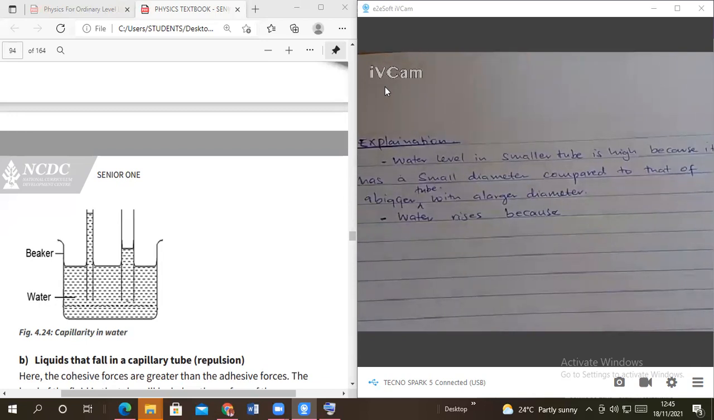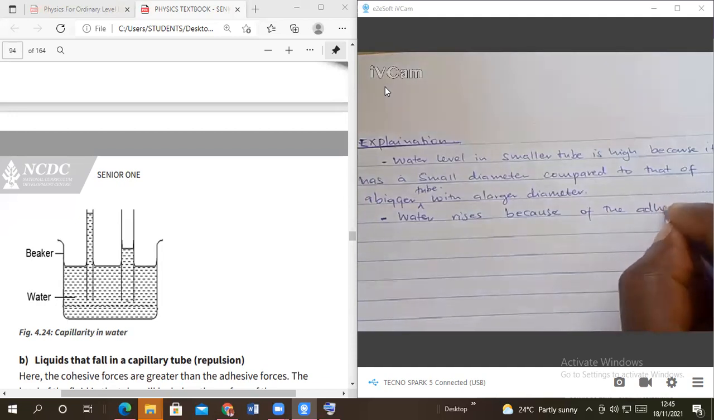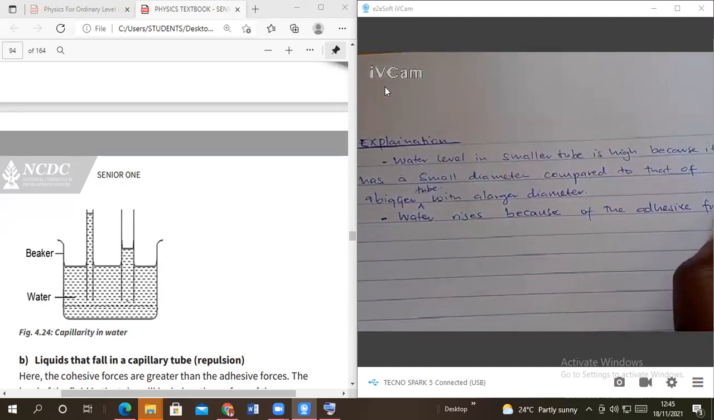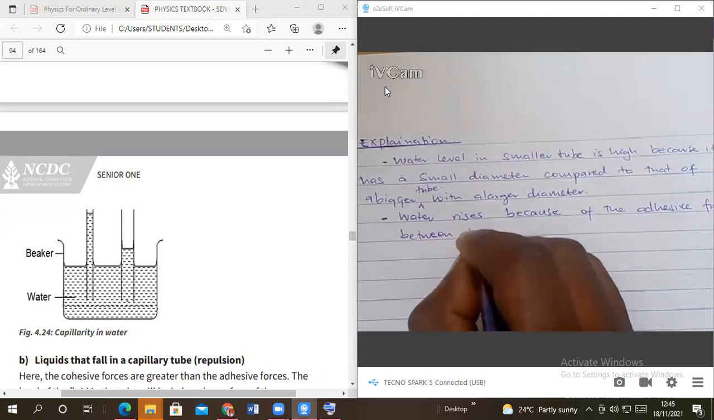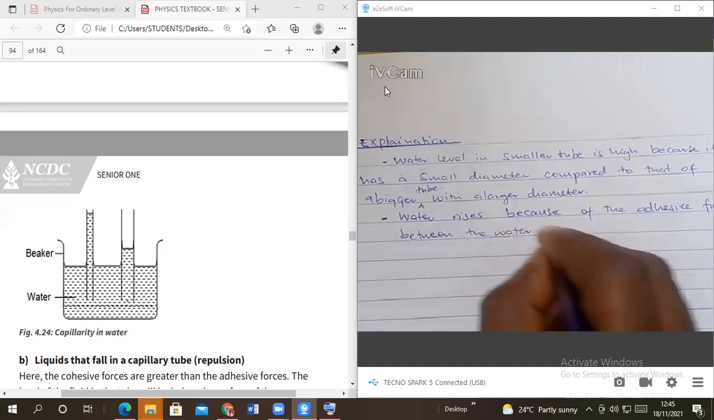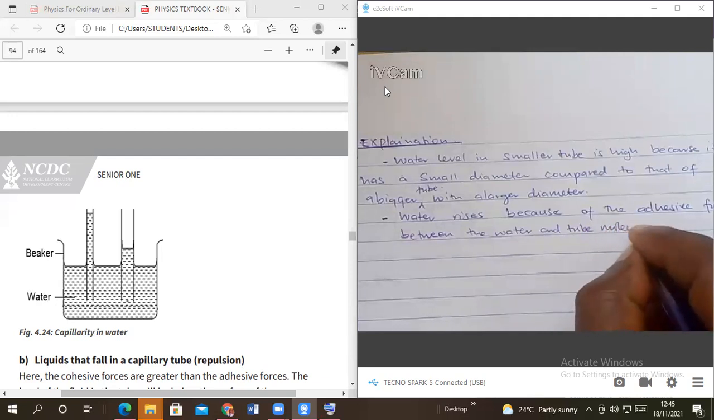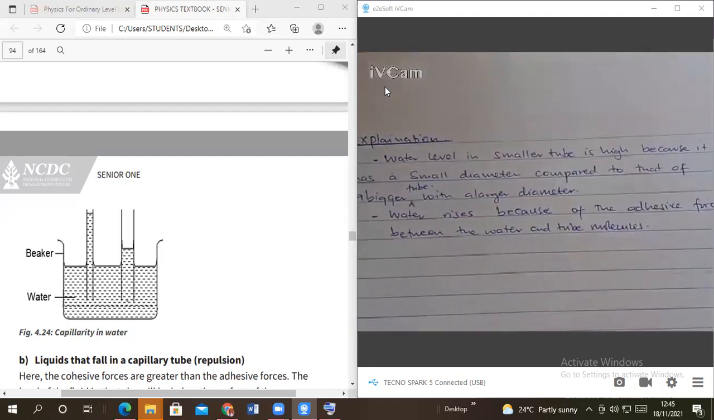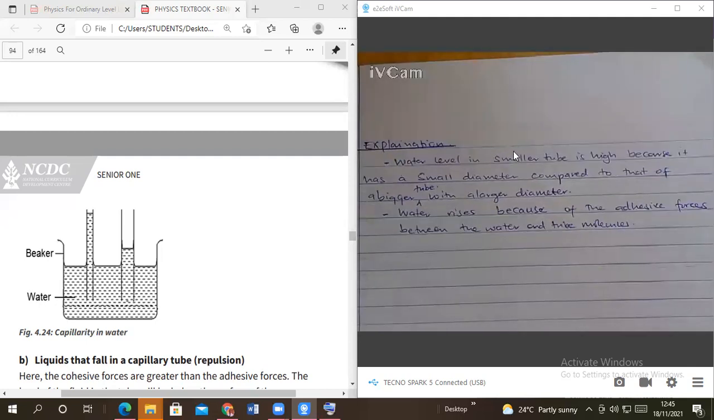So water rises because of the adhesive forces between the water and tube molecules. That is also the reason why water will rise in those two capillary tubes. So we should also write those two reasons. Okay, so that is the one of attraction.